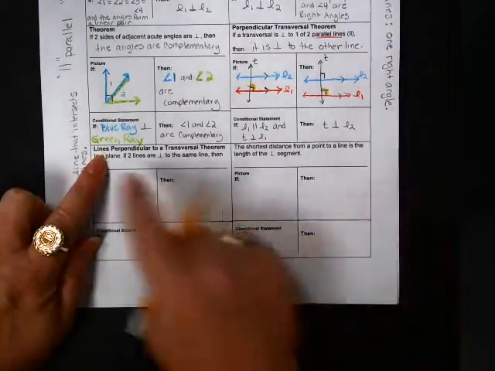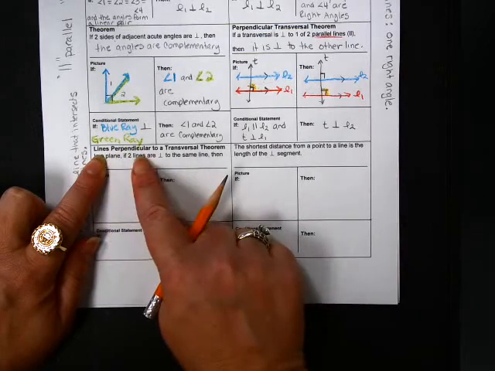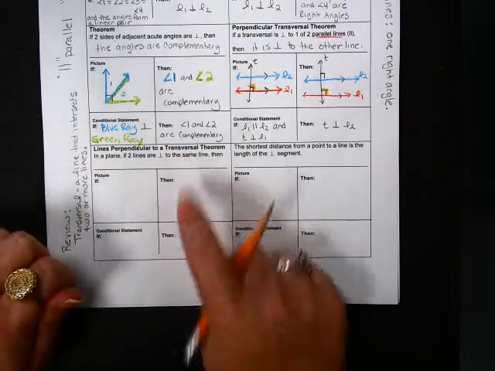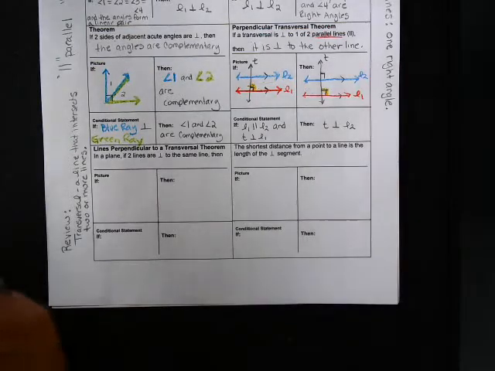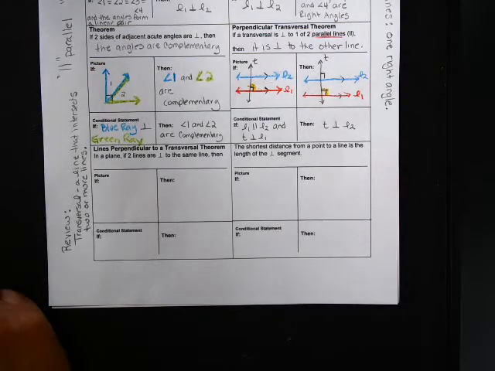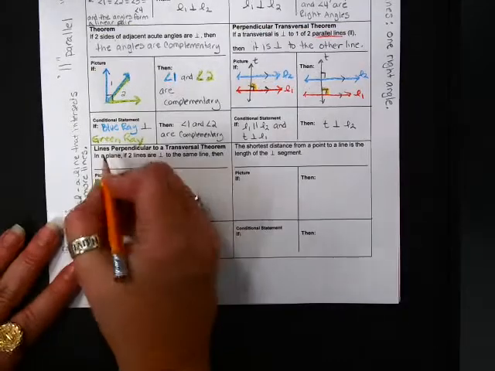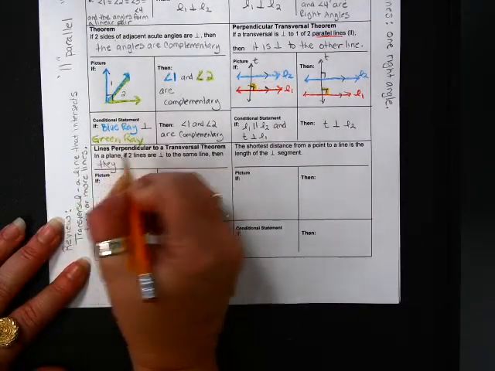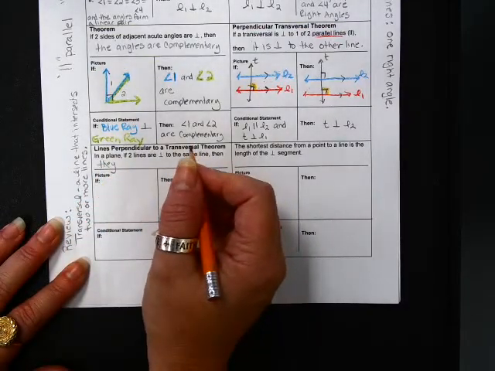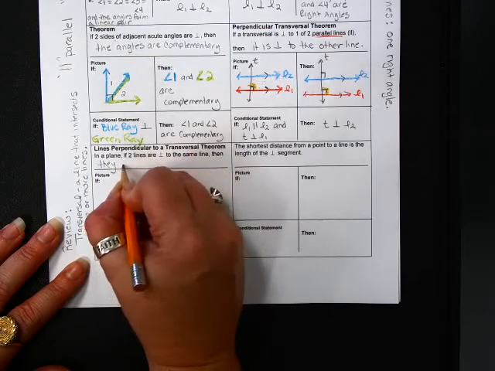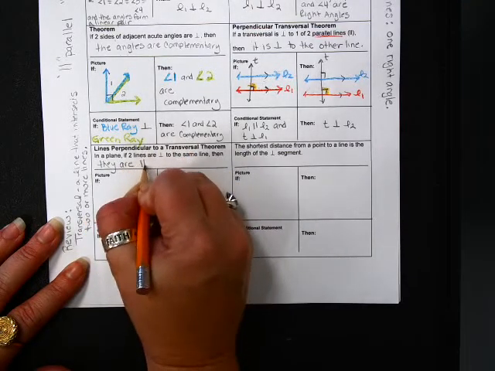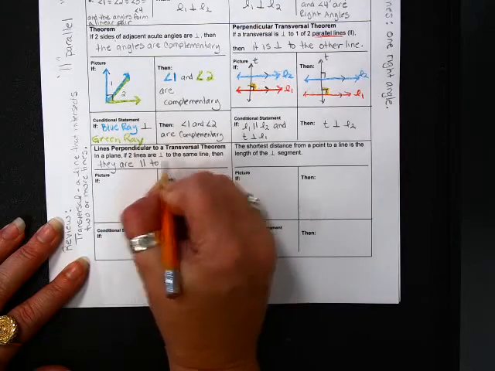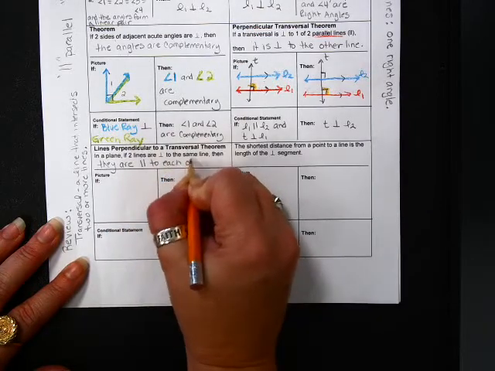Alright, next. Lines perpendicular to a transversal theorem. In a plane, if two lines are perpendicular to the same line, then they are parallel to each other.